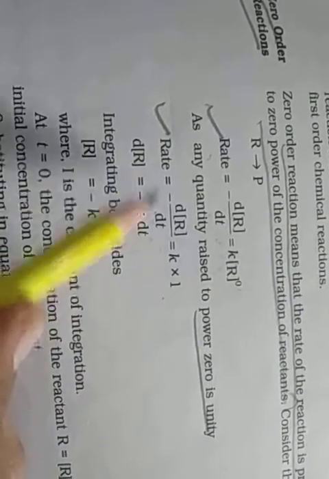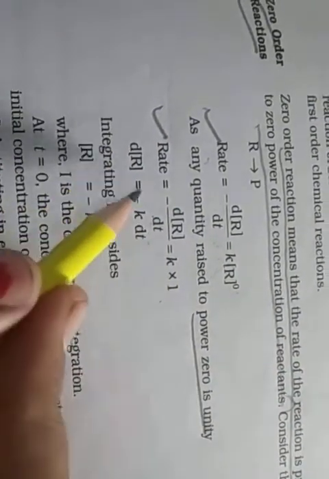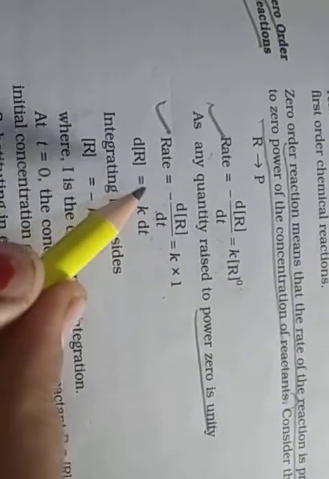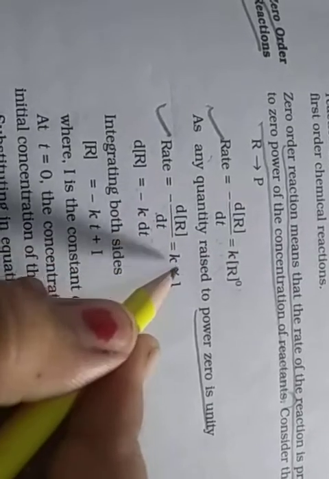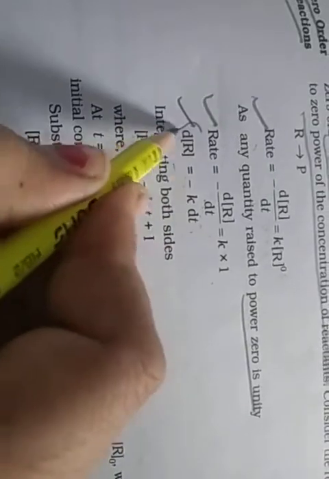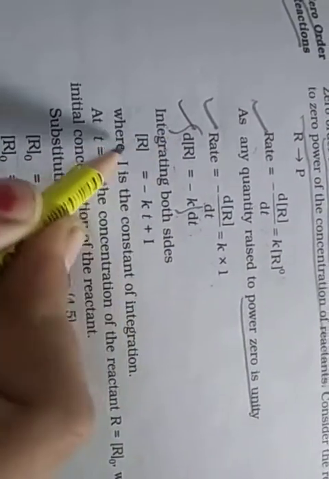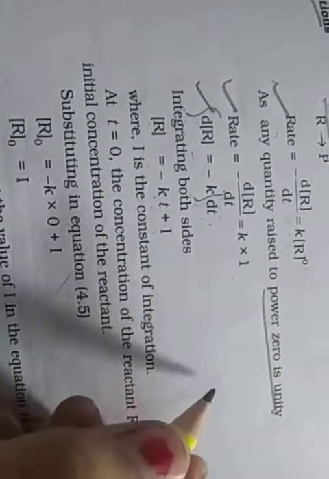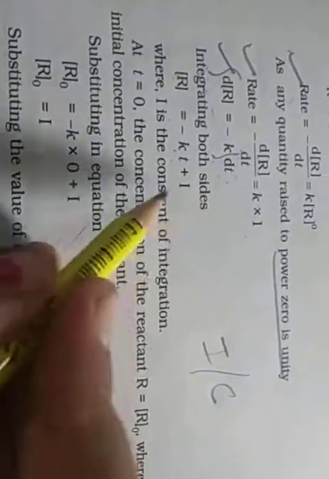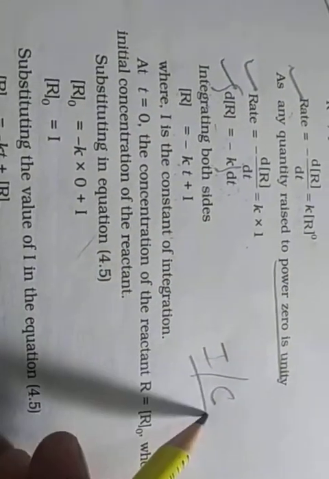Then cross multiply, dt going to the other side, so d[R] is equal to minus k dt. Then integrate both sides. The integration of d[R] gives [R], which is equal to minus k times the integration of dt, which is t, plus I. You can also write it as c, the constant of integration. In the book it is given as I, so your choice, I or c.